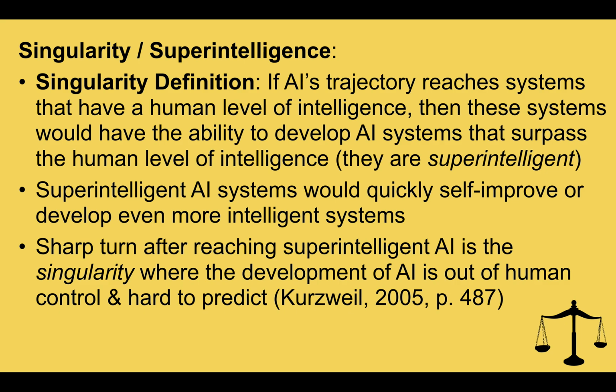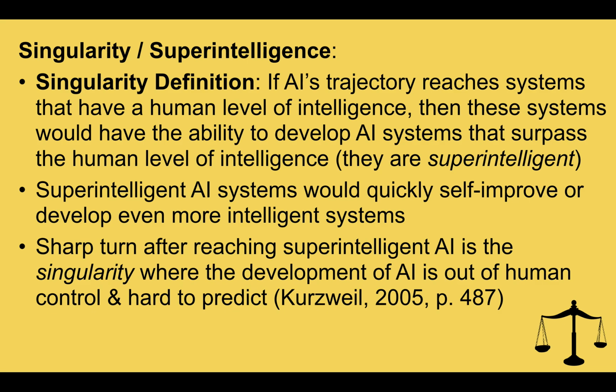Singularity and the idea of superintelligence, I'm sure you've heard of this. Singularity is a pretty popular term from back in the old days. If you could define it, this is sort of assuming that AI is developing more and more. If AI's trajectory reaches systems that have a human level of intelligence, then these systems would have the ability to develop AI systems that surpass the level of human intelligence. They are superintelligent, super being more than human level of intelligence.